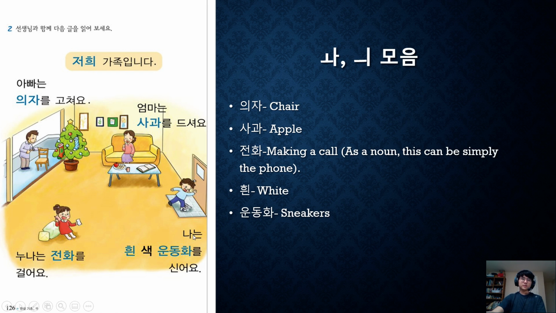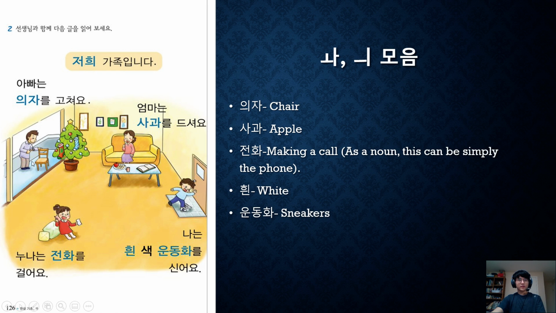자, look at the last one. 나는 흰색 운동화를 신어요. 흰, you can see the 흰색 운동화를 신어요. I'm putting on white sneakers.